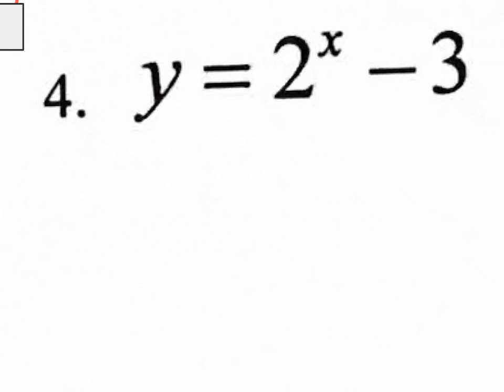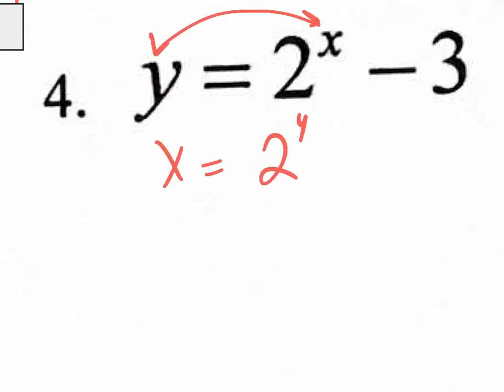Number 4, let's find the inverse by switching x and y. We're going to have x equals 2 to the y minus 3 separately right there. Now, I need that y to come down. So, Bella, how do I get that y to come down from the exponent?